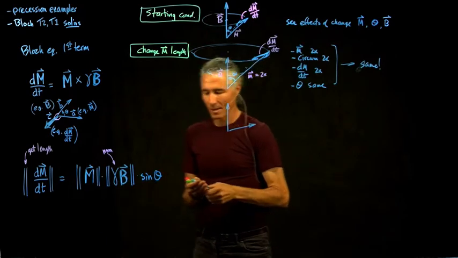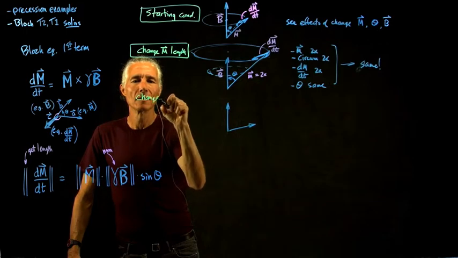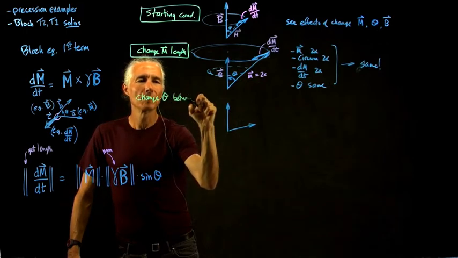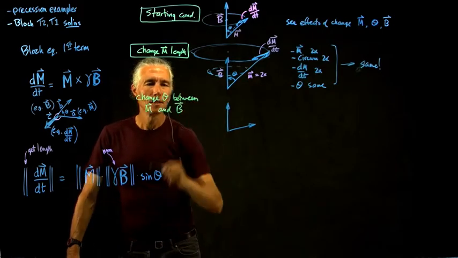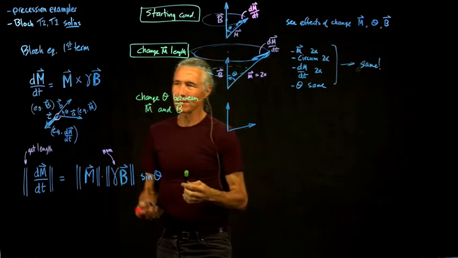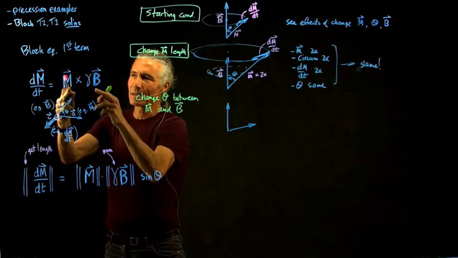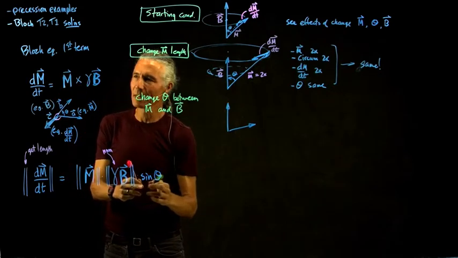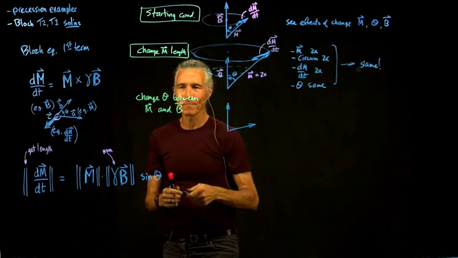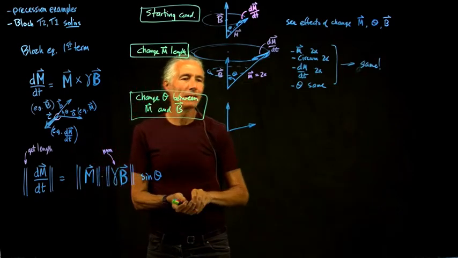Okay, so we change the angle between M and B. How do we change the angle? We change it just by changing the direction of the M vector. And then when you do all these funny multiplications of the coordinates, that ends up with the sine of the angle effect. So now it's a little more complicated. Now let's look at what happens.